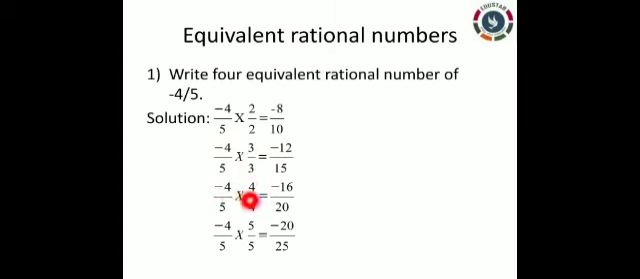Next, multiply by the 4 table. Minus 4 4s are minus 16, 5 4s are 20. Next, last one, minus 4 by 5 multiplied by the 5 table. Minus 4 5s are minus 20, 5 5s are 25. We see that minus 4 by 5 is the same as minus 20 by 25.